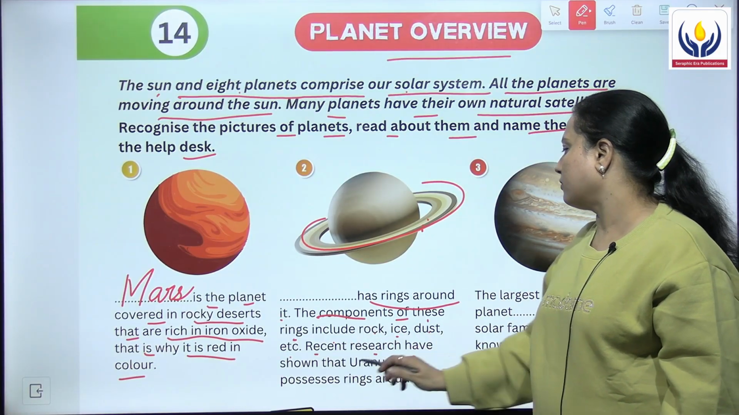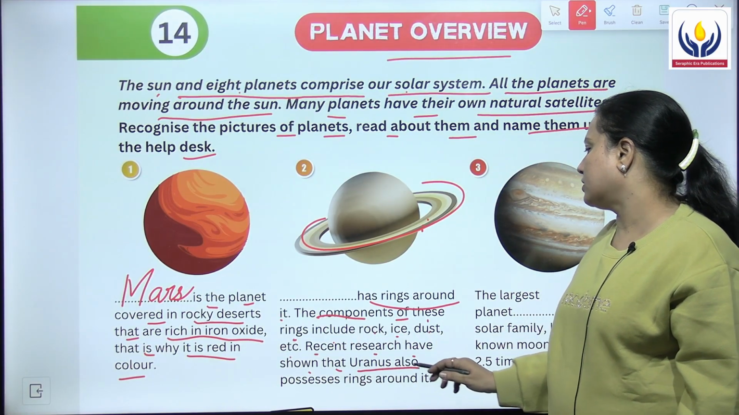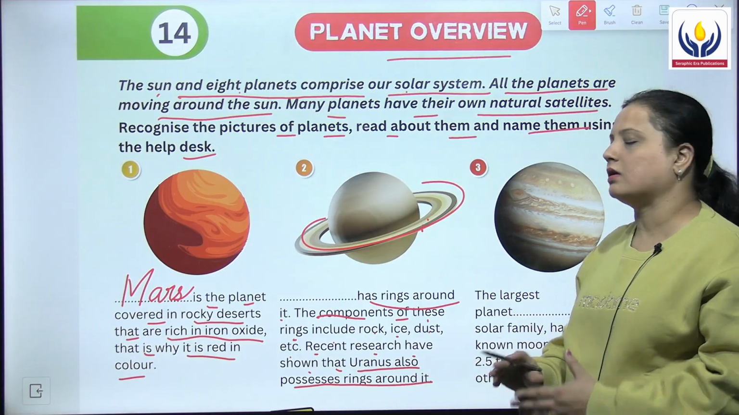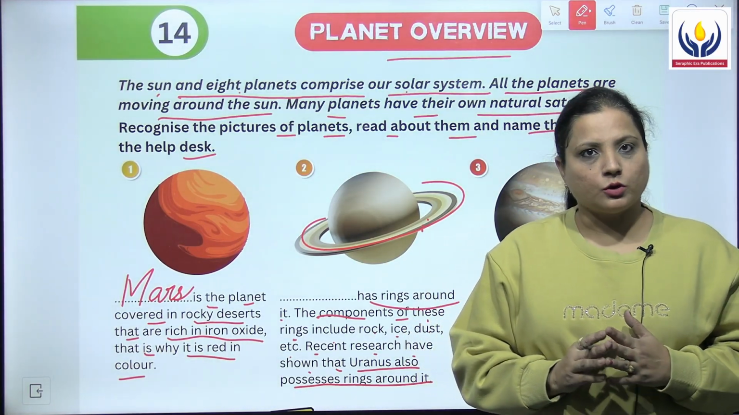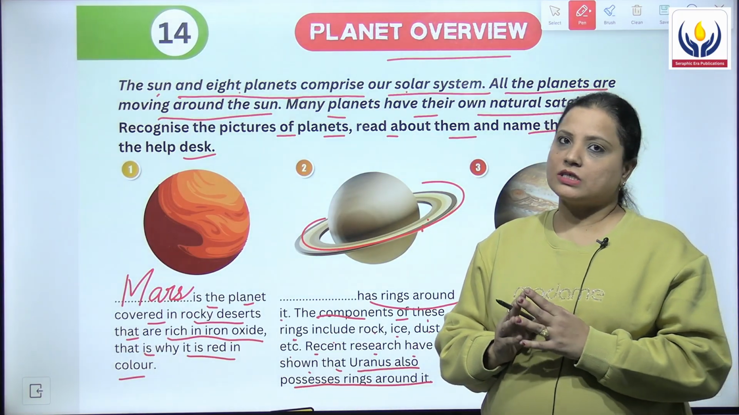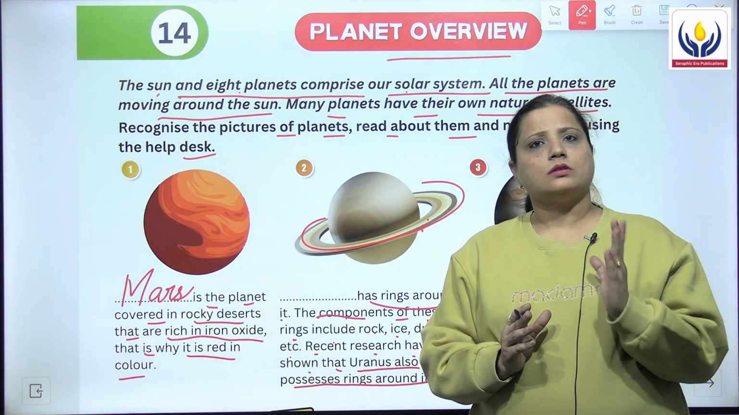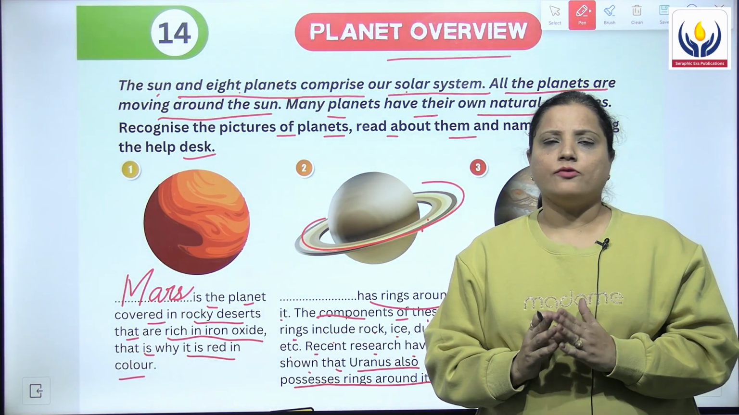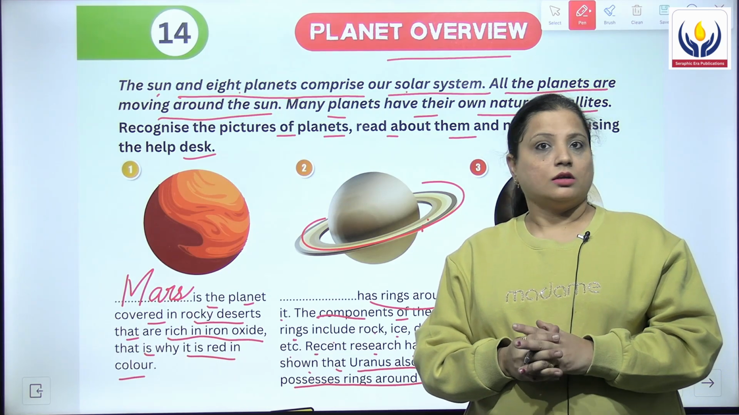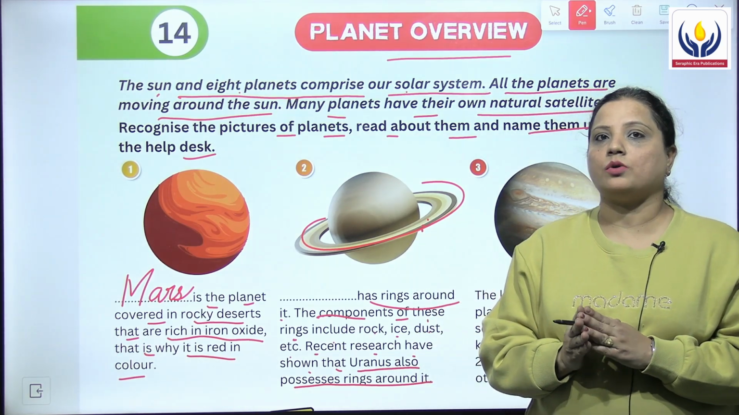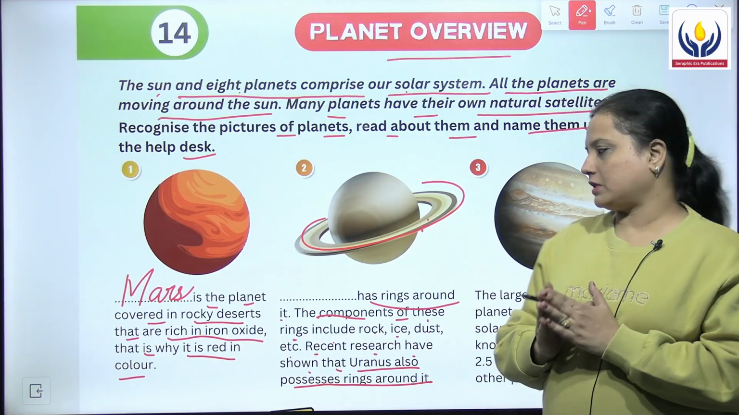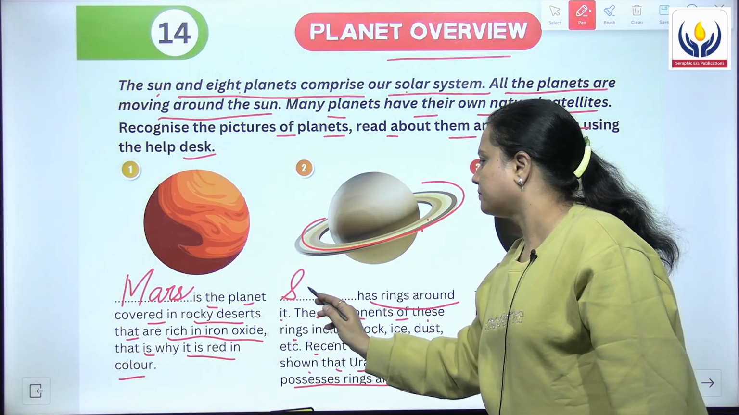Recent research has shown that Uranus also possesses rings around it. There is another planet called Uranus, and researchers have found that it also comprises rings around it. Now what is this planet which has rings around it? And the answer for this is Saturn.